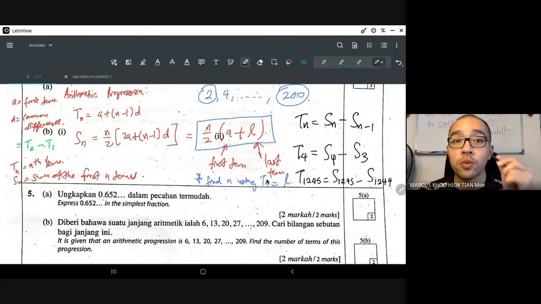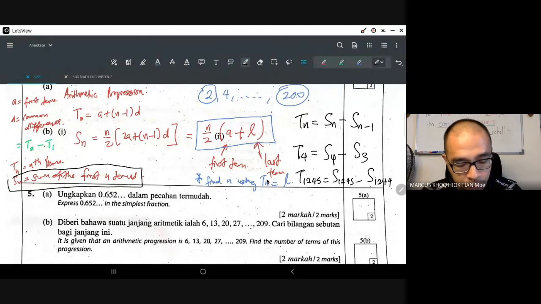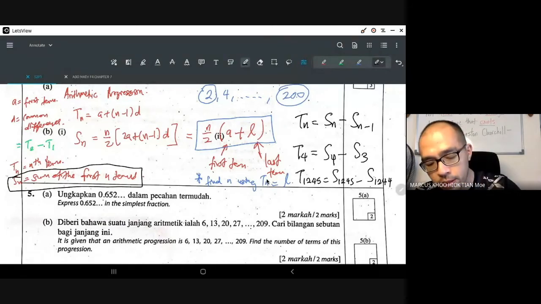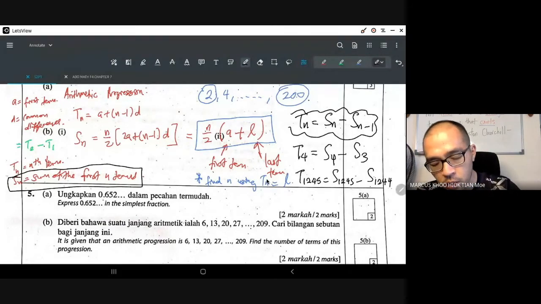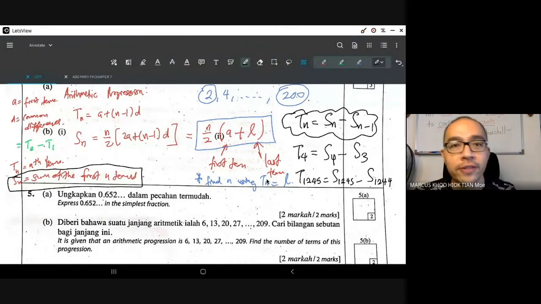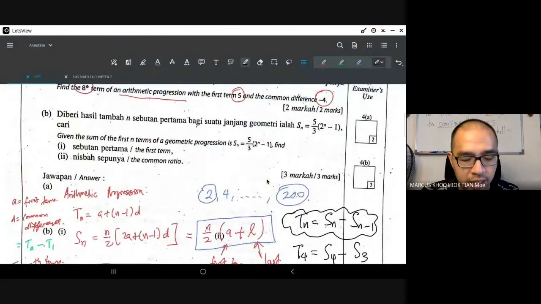Because if you understand how the Sn works, then it is very easily done. Sn is the sum of all the terms from the first term. Mesti yang pertama, kedua, ketiga, keempat, kelima, begitu. So this becomes a very important relation for us when we talk about arithmetic progression. So that is a summary of arithmetic progression. And I see that the next question is a geometric progression, so nanti kita akan pergi ke sana.